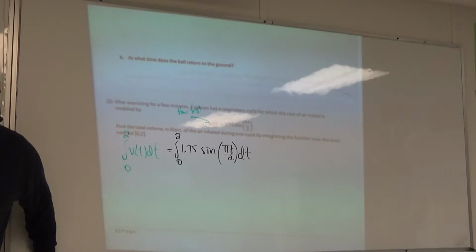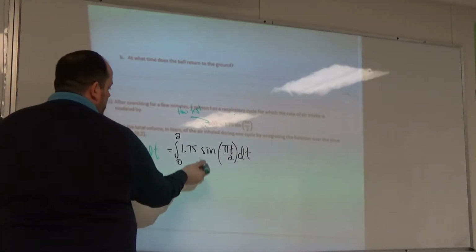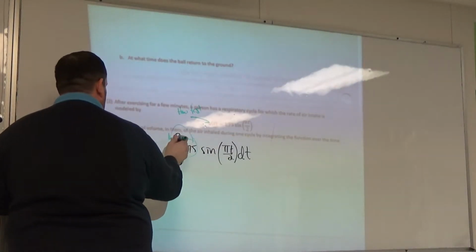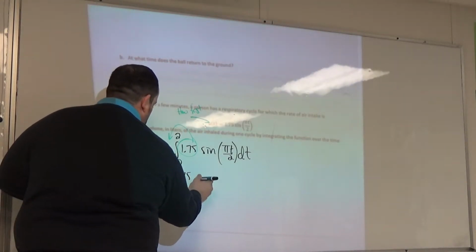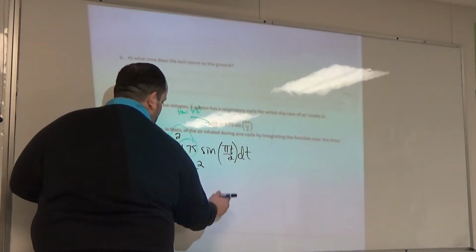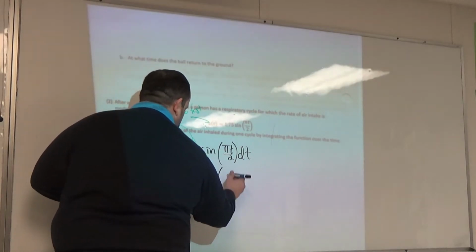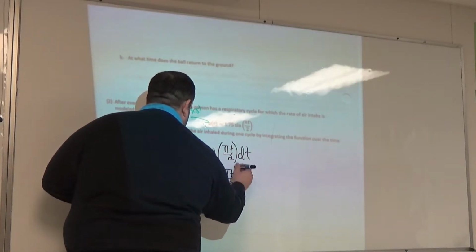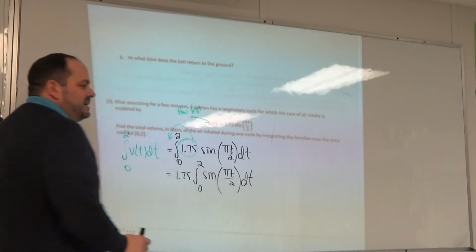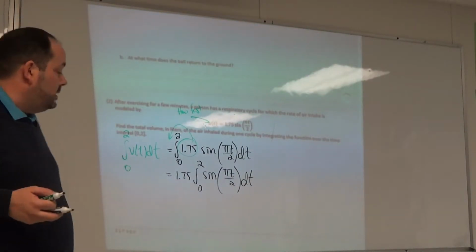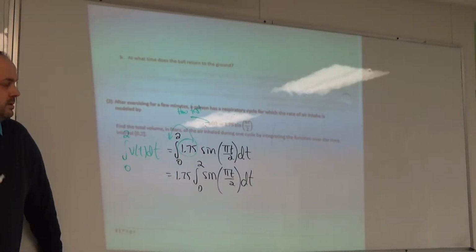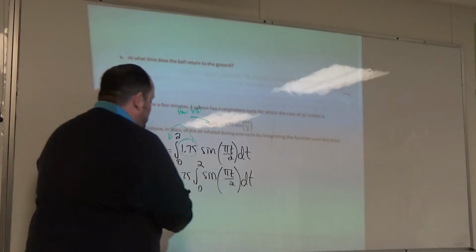Can we factor out or take out the 1.75? And why can you take out the 1.75? It's a constant. You can always factor out constants. So now I've got 1.75 times the definite integral from 0 to 2 of sine pi t over 2 dt. Okay. So now I need to find the definite integral of sine of stuff. Well, what's the antiderivative of sine? Daisy? Negative cosine. This has to be negative cosine.